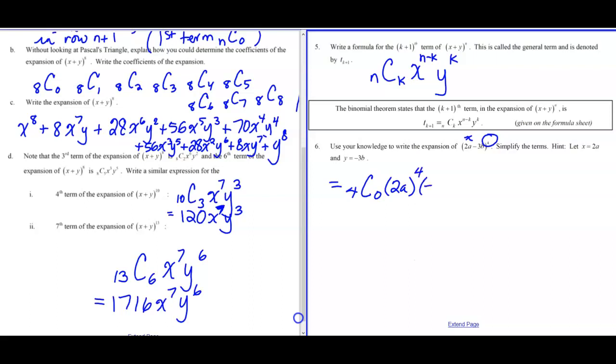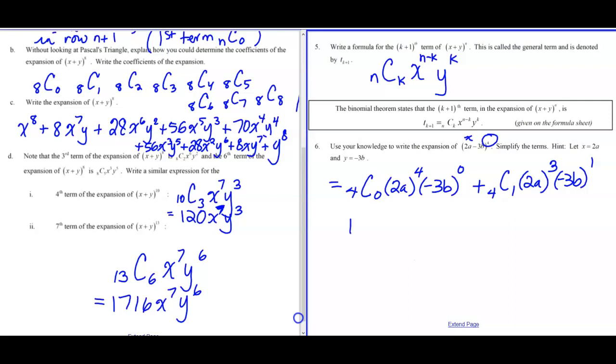Then I put brackets for my second term and I include the sign. If it's subtracting, I make it negative in there, put it in brackets, and that's going to be 0. For that first term, you don't have to show the negative 3b to the 0 because obviously it has a value of 1, but I'm getting in the pattern of writing these out. Then it'll be 4C1, (2a) cubed, since 4 minus 1 is 3, (negative 3b) to the 1. Again, you don't have to show a 1 because anything to exponent 1 stays the same, but I'm using the formula.